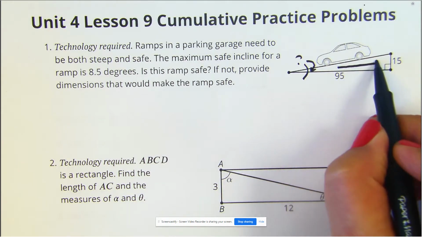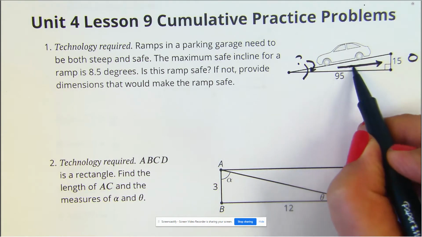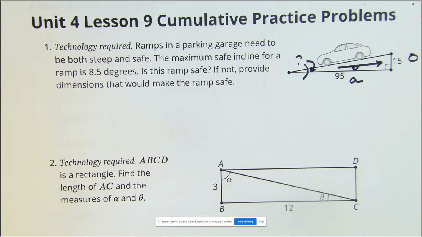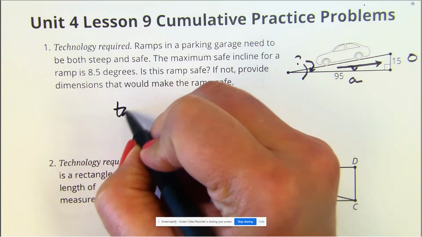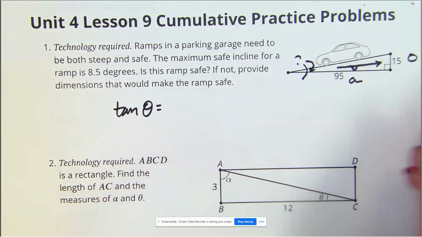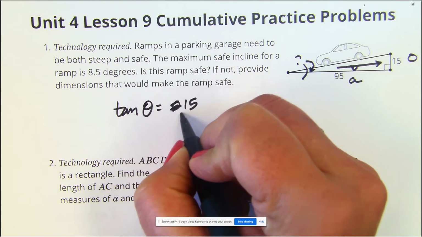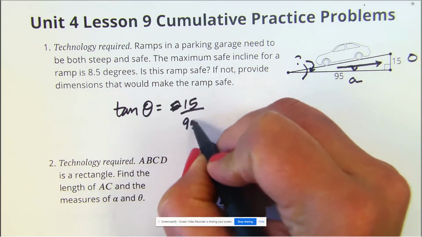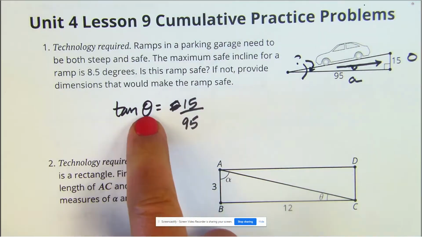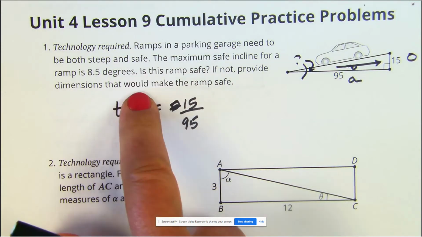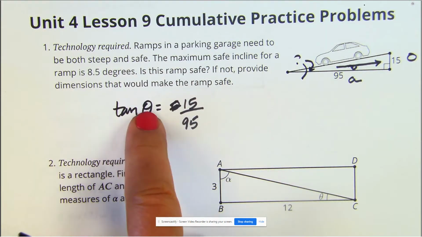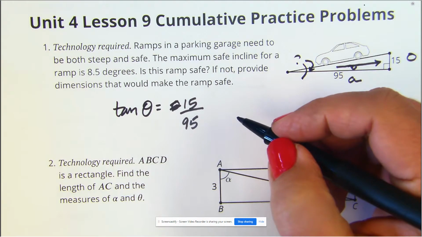I've got the opposite side and I've got the adjacent. Which trig ratio uses opposite and adjacent? Tangent. Now what's different after today is we don't know the angle. So the tangent of the angle is opposite over adjacent, so 15 over 95. Now normally I know the angle and I type this button into my calculator. This time I don't know the angle, so I am working in reverse.